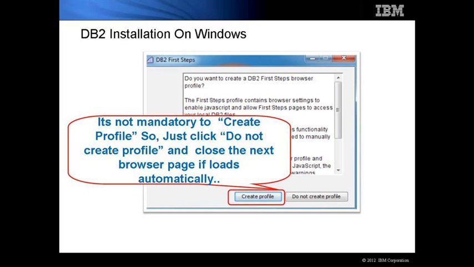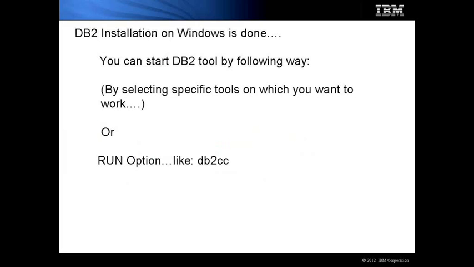Now once the thing is installed, we have this option available, how to start DB2. One is that you can go to Start, All Programs, then IBM DB2, then Command Editor, then Control Center. The second option is the Run option. From the Run option you can type db2cc, that stands for DB2 Control Center, and you have the DB2 interface available. From there you can create databases, tables, and execute whatever queries you want to do.